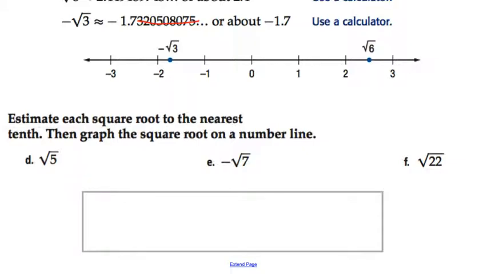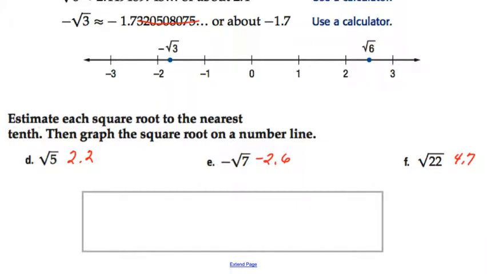All right, I hope you took a chance to try a couple of those on your own. The square root of 5 to the nearest tenth will be 2.2. Negative the square root of 7 is negative 2.6, and that one's negative, right? Got to put that negative in there. Square root of 22 is about 4.7.